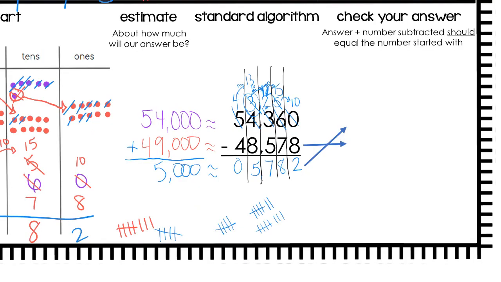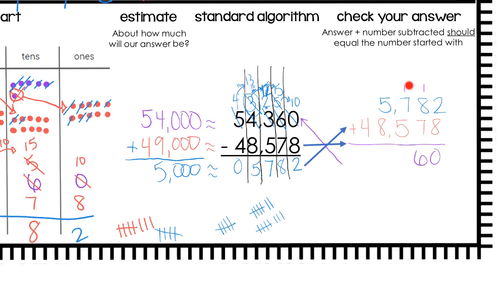When we check our answer, we always take the number that we got as our answer and write it first. We add the number that we subtracted to it, and our goal is to get the number that we began with. 8 plus 2, 10. 8 plus 7, 15 plus 1 is 16. Put the 1 in the hundreds and the 6 in the tens.